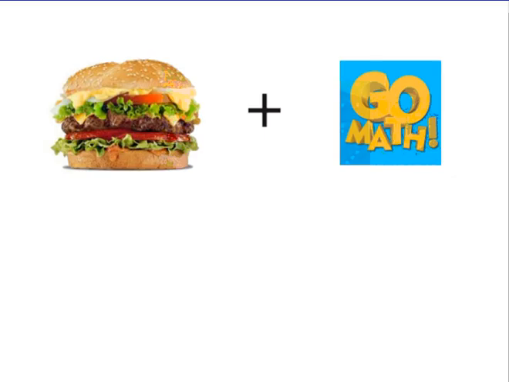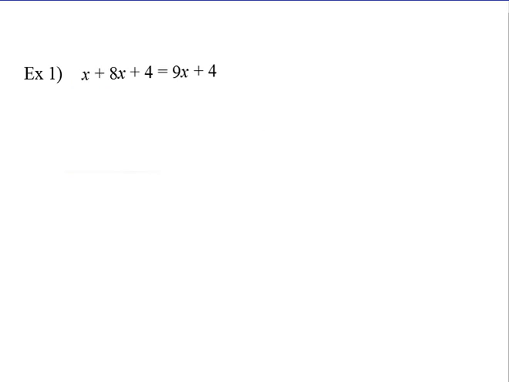Now, what we're going to do is do those two examples that we watched in class on Go Math. I'll do them here because I can't record that straight up. So let's take a look at this first example here: x plus 8x plus 4 equals 9x plus 4. First we're going to separate our sides. We have three terms on the left, so x and 8x need to go together. That gives us 9x. The 4 comes down, equals, and on the other side, just two terms, so 9x plus 4.